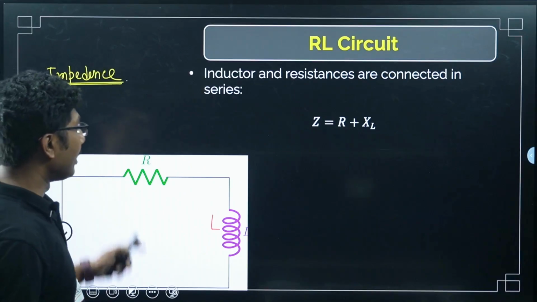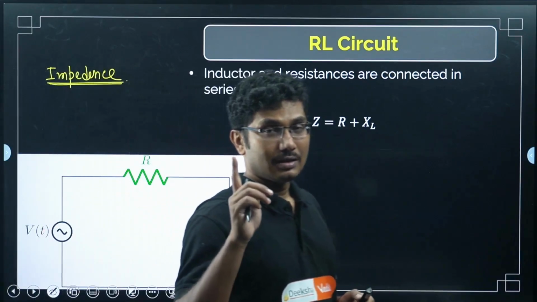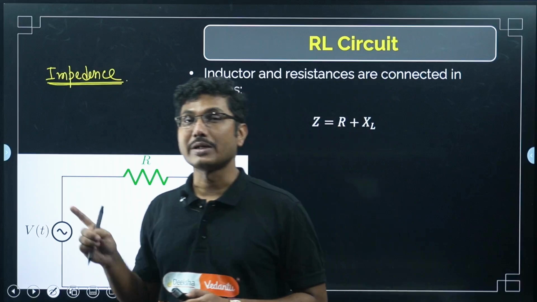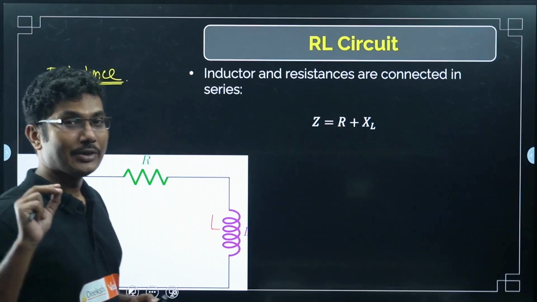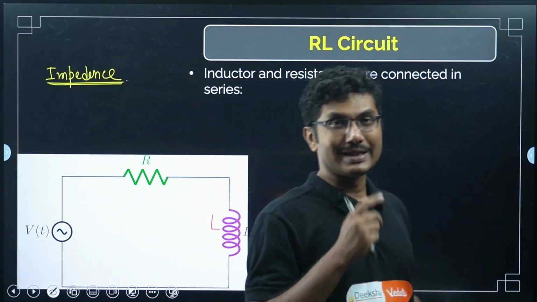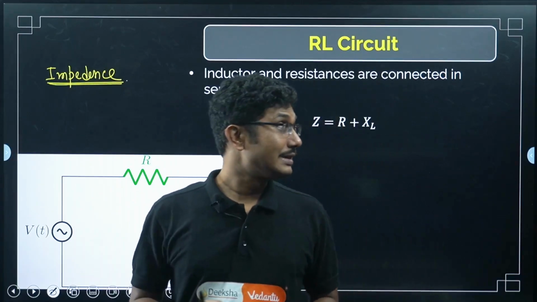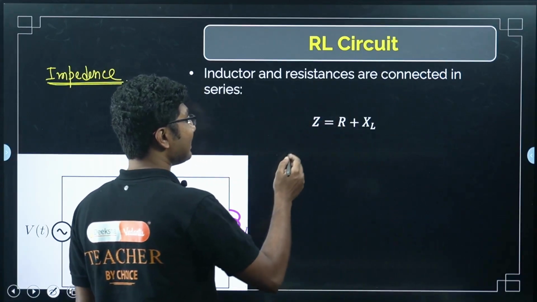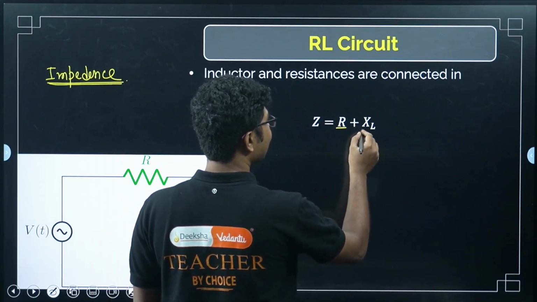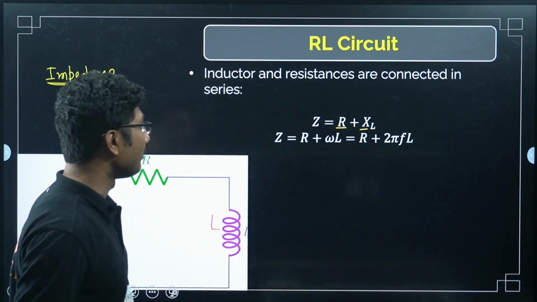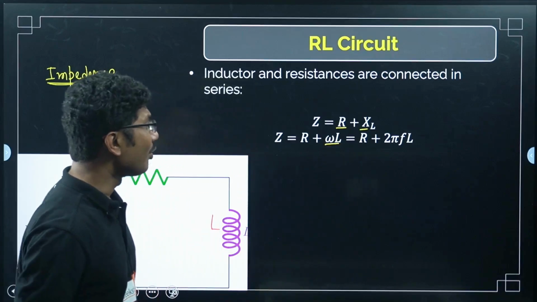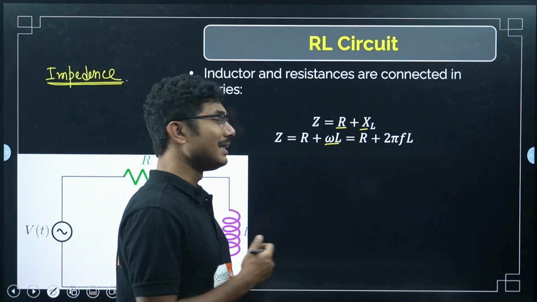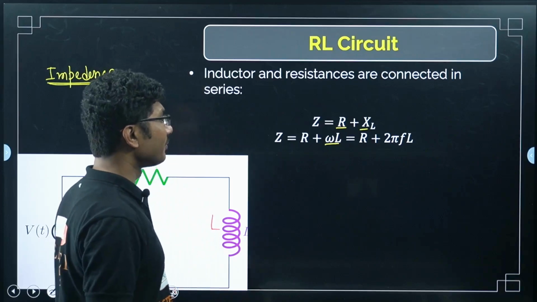Now you should remember that capacitor and inductor work only in AC connection. That's why the term that we use is impedance. We will see what impedance is. So for RL circuit, impedance is R plus XL. Now what is XL? If you remember, XL is omega L. Omega is the frequency of the source, L is the inductance, the self inductance of the coil.